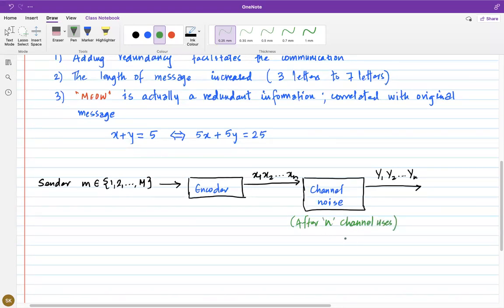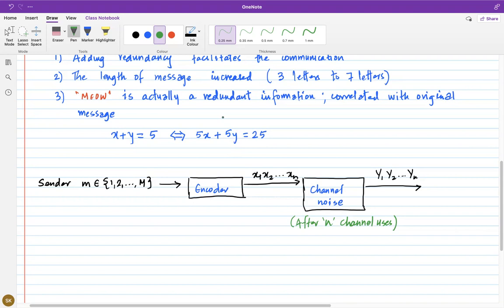After n channel uses, the output that you get is a sequence again, denoted by y1, y2, and so on till yn. Note that I intentionally put a capital letter here for the Yi's and small letters for x1, x2, and so on, because for the x's we have fixed the message m, and accordingly we have a fixed encoded output, which is x1, x2, and so on till xn.